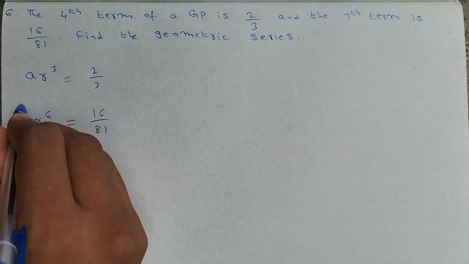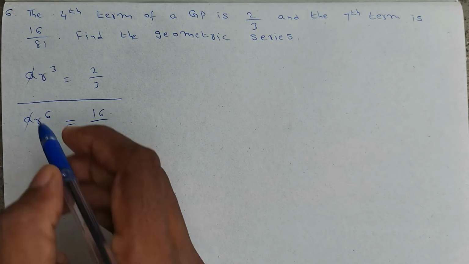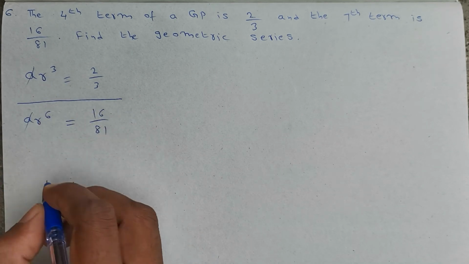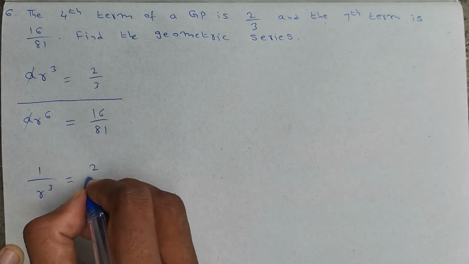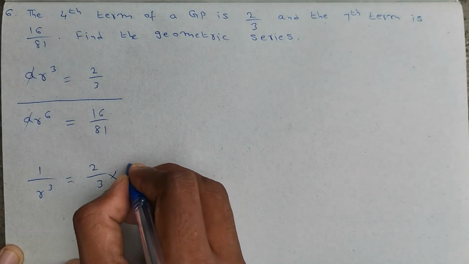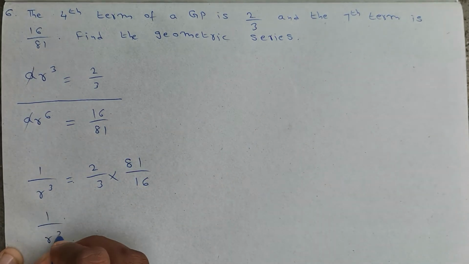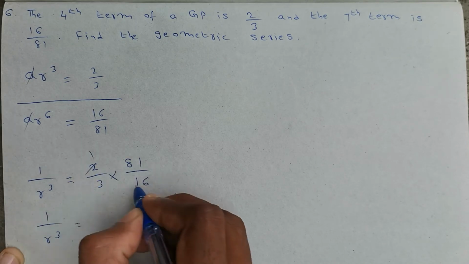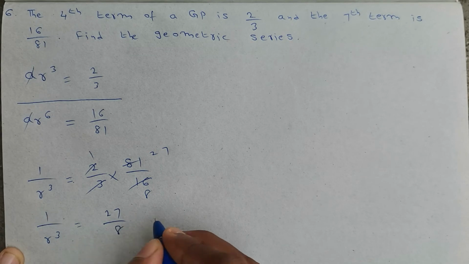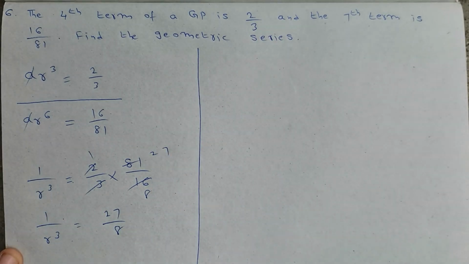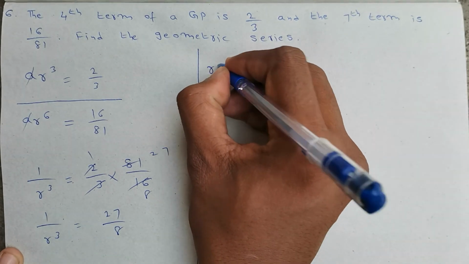What I will do is divide these two equations. Here A will get cancelled. Here R power 3 is there, here R power 6 is there. So we will remain with 1 by R cube is equal to 2 by 3 as it is into 16 by 81, which becomes the reciprocal 81 by 16. So 1 by R cube is equal to 27 divided by 8.